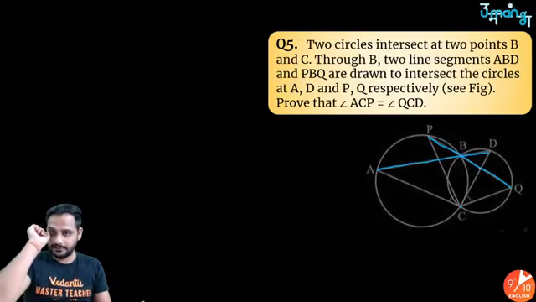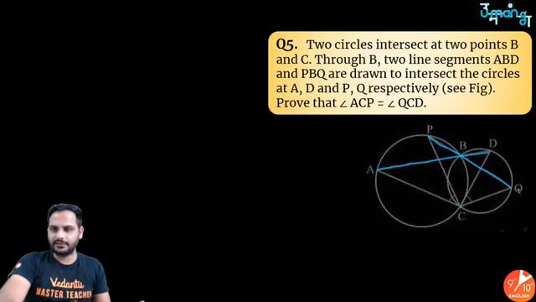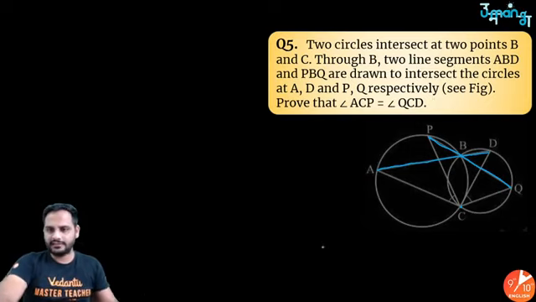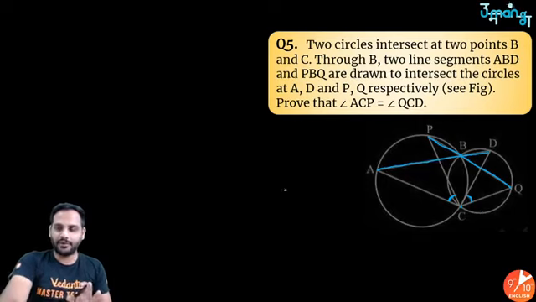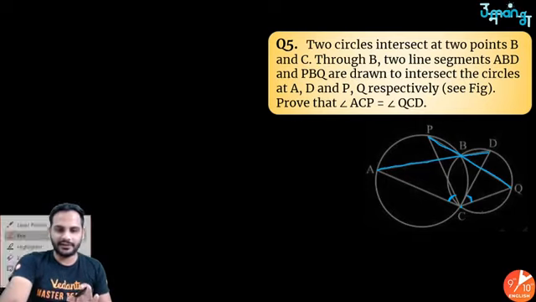Okay. Then they are drawn to intersect the circle at A and D, and P and Q respectively. Prove that angle ACP, where is angle ACP? This angle is equal to angle QCD. Okay. Now see, it is very important. Understand it in this way.